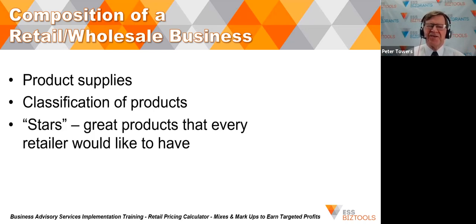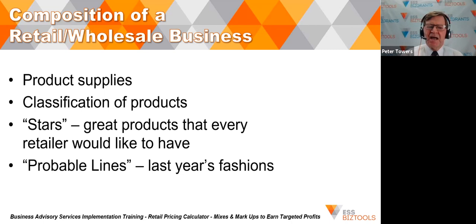All stock is not the same. So every business, I hope, has got some star stock that they're going to be selling. These are great products that every retailer would like to have their whole store full of. But unfortunately, that's not practical in most situations. Businesses need other types of stock besides the stars. And the problem lines are last year's fashions. They're causing some issues.